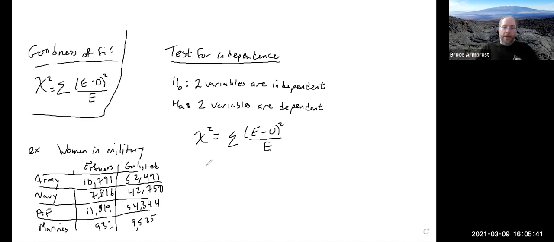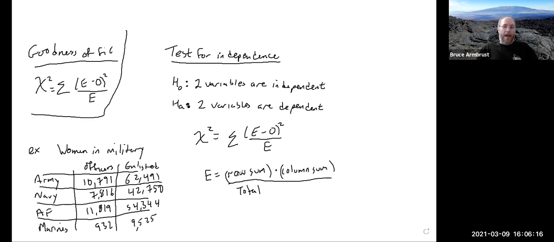Well, the way that you get your expected is this. The expected value is going to be the row sum times the column sum divided by the total, the grand total.